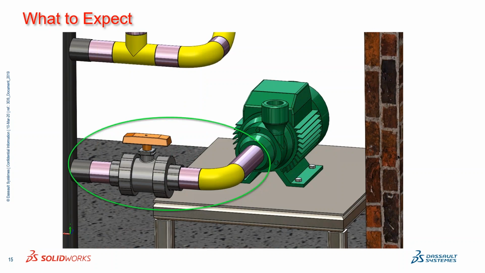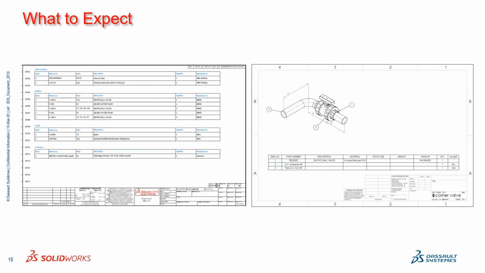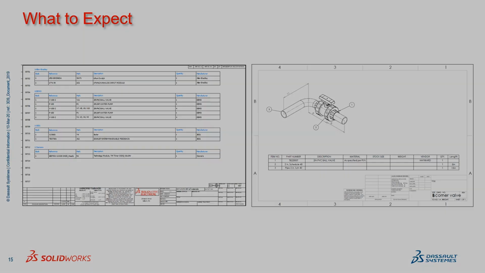From here, we're going to create a pipe. We're going to be using the premium tool with piping and routing to create this little pipe section here. And then from there, we're going to take a look at all the different types of reports: our bill of materials, our piping information, and even a piping diagram as we see on the right-hand side.